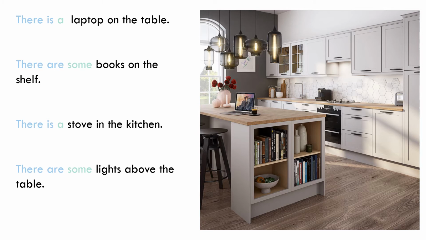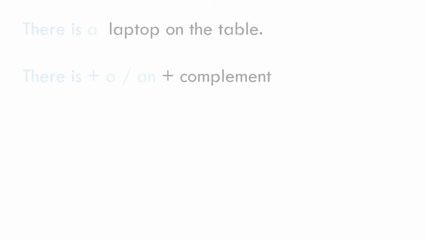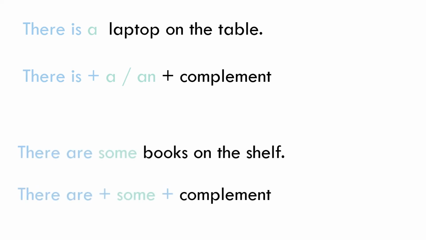What is the difference? Why in some of them are we using is, and in some of them are we using are? Let's see how the formula is. There is a laptop on the table. There is plus a and plus complement. In this complement, we are going to have a noun that is singular.